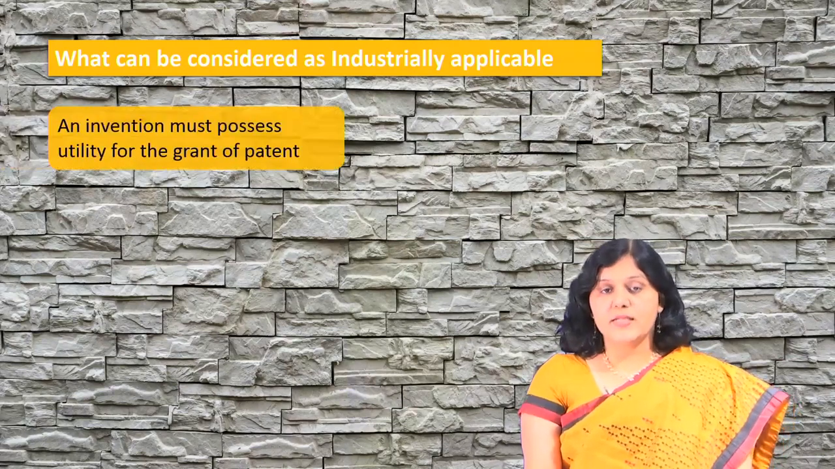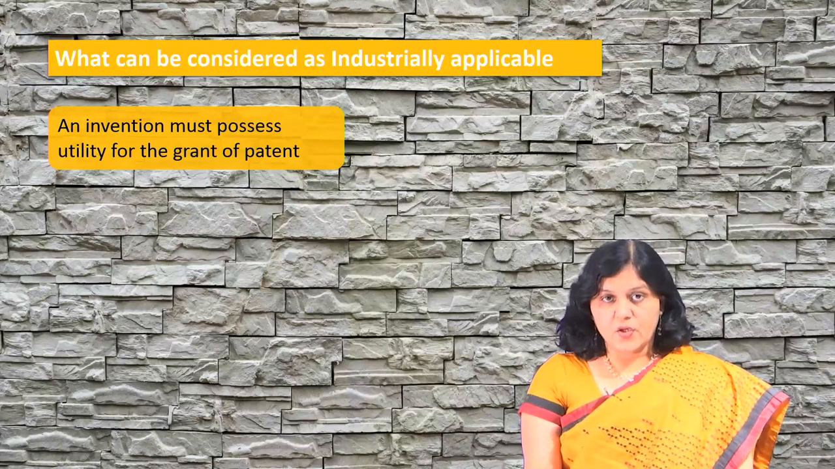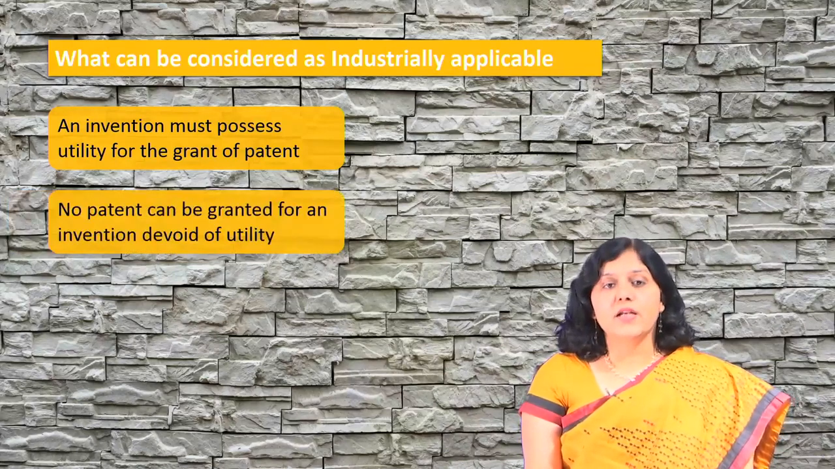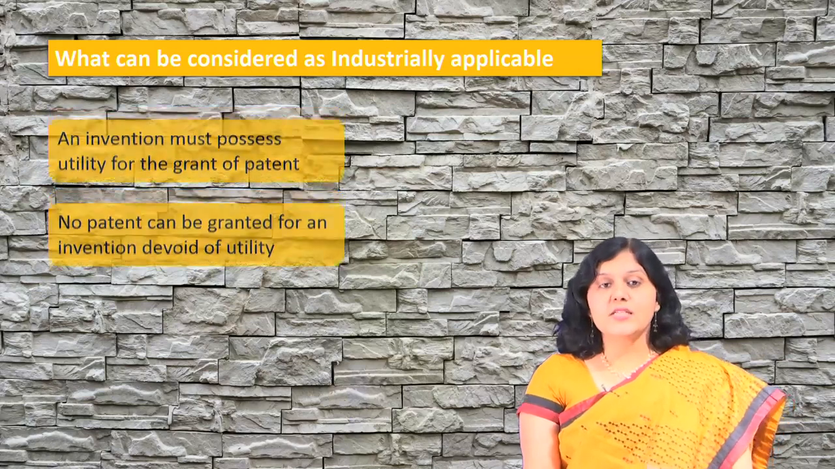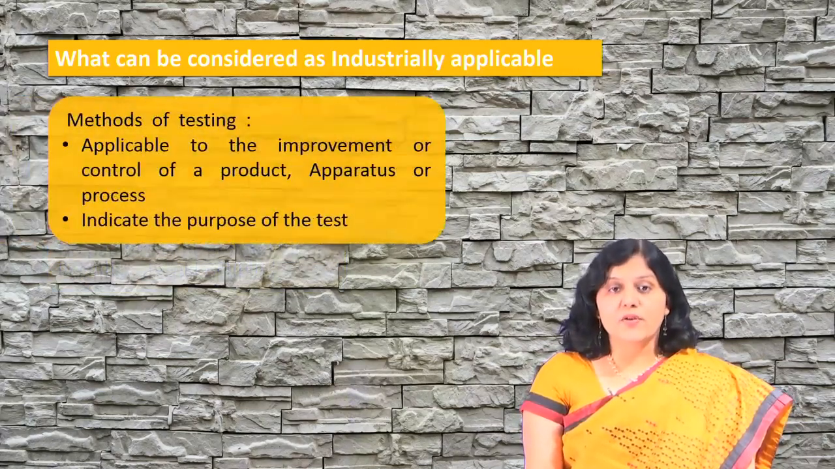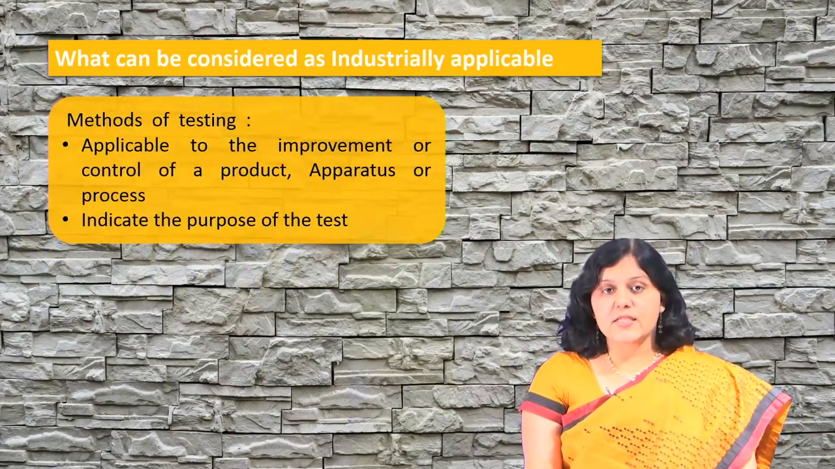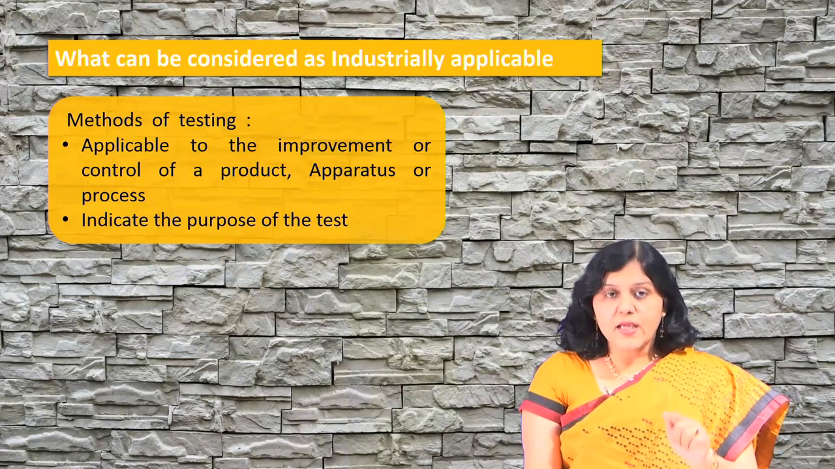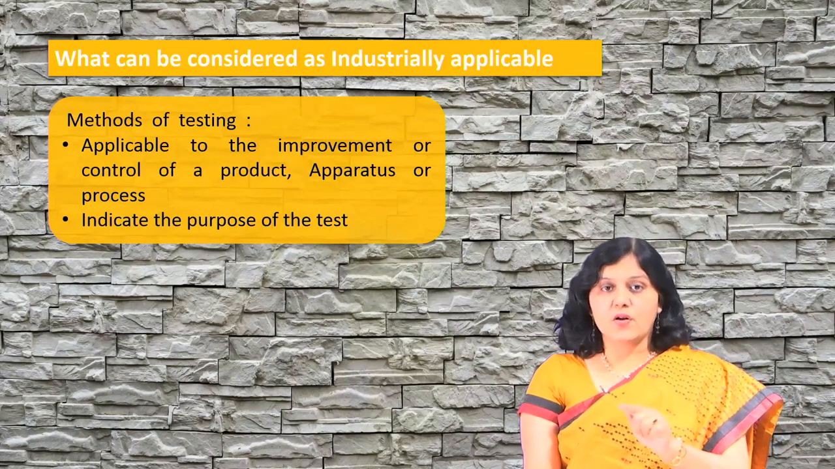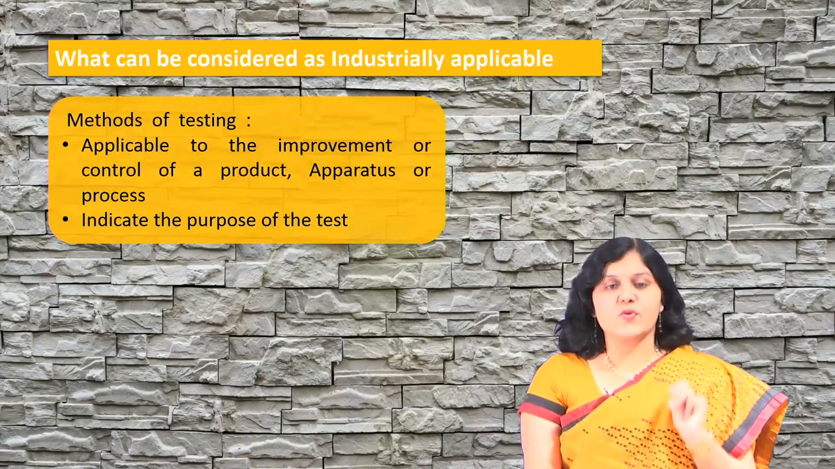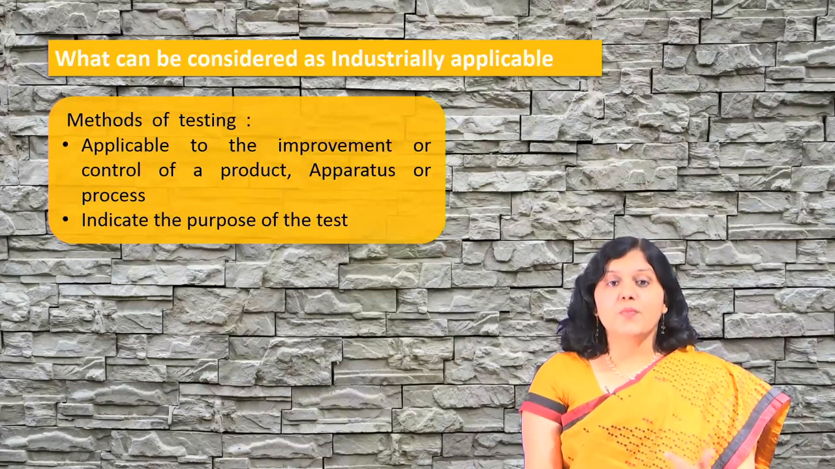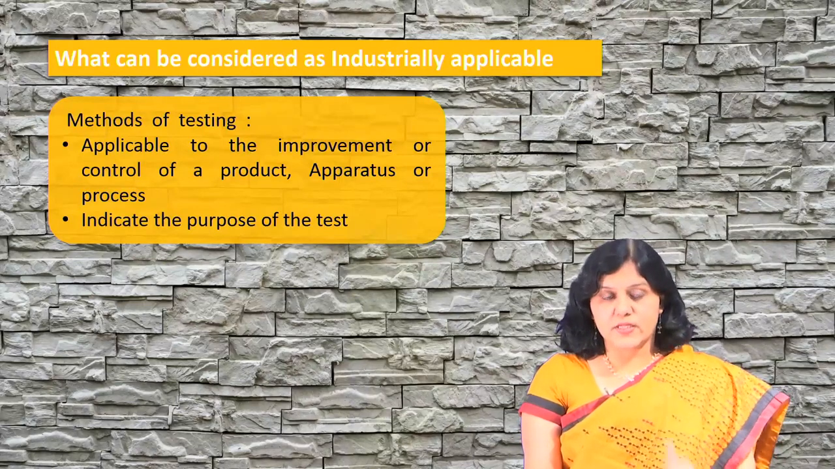Now, the question is what can be considered as industrially applicable? So, the important point is that an invention must possess utility for the grant of a patent. No patent can be granted for an invention devoid of utility. Many times when an invention is related to methods of testing, then in such a case the industrial applicability will be judged as applicable to improvement or control of a product, apparatus or process. But then the important thing is to indicate the purpose of the test.